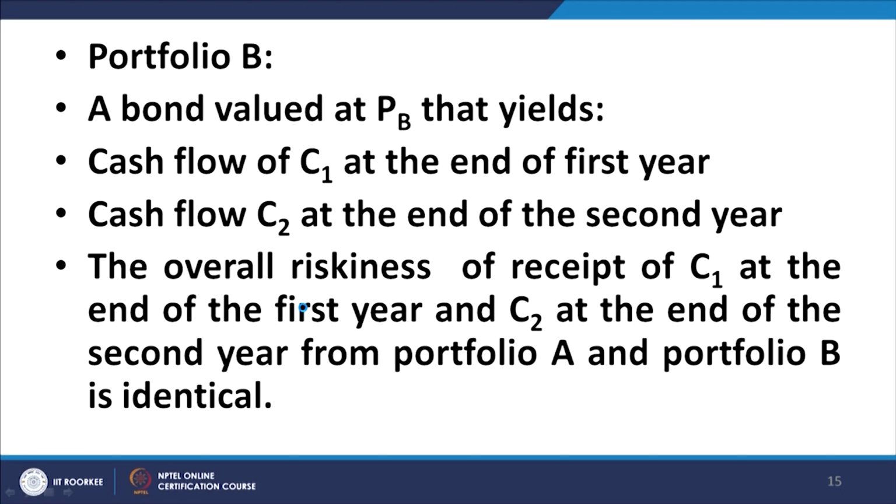Then because the risk is the same and the cash flows are the same, it is necessarily true, and there are no intermediate cash flows except at t equal to 0, which is the initiation of the two portfolios, t equal to 1 cash flow C1 with equal riskiness, and t equal to 2 cash flow C2 again with equal riskiness. And there is no other cash flow in either of the two portfolios. Therefore, by the no arbitrage condition, the price of the two portfolios must be the same, must converge.